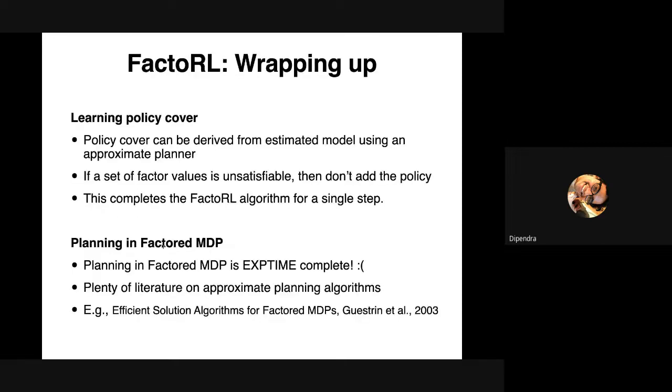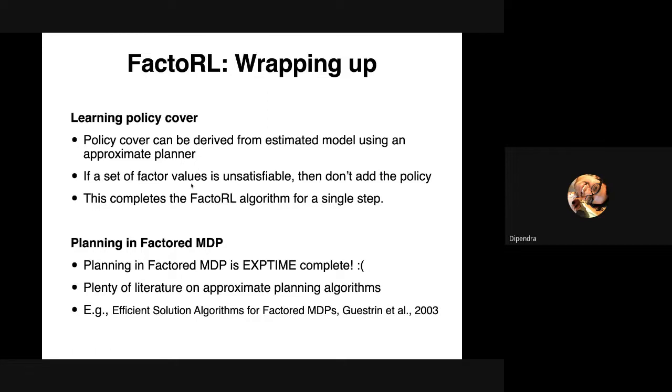And so this mostly completes the factorial algorithm. Once we have the transition dynamics, we can use a planner to recover the policy cover for all possible combinations of the new factors. If a combination is not reachable, then we won't add the policy to our policy cover. And once we have the policy cover, we can now jump to the next time step and repeat the process.